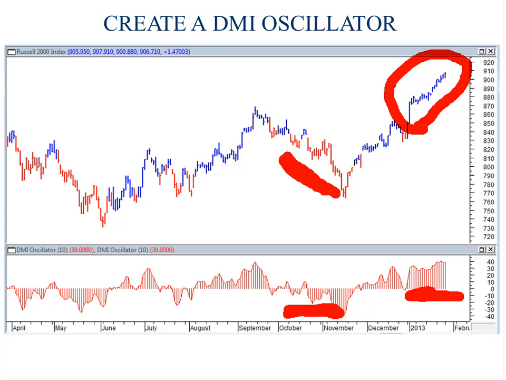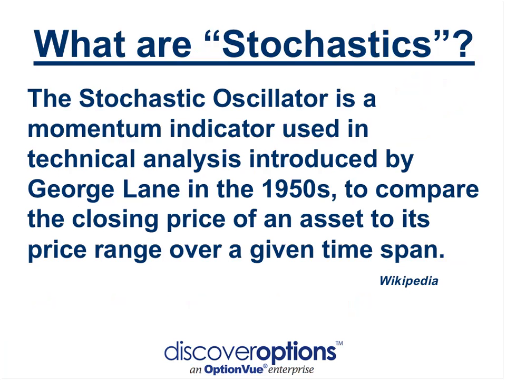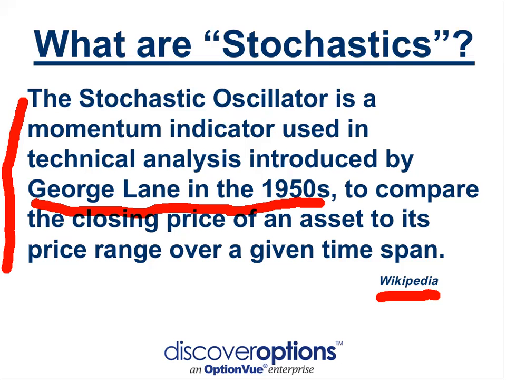All right, so here we go with stochastics. Okay, DMI on the shelf, coming out with stochastics here. What are stochastics? I'm almost embarrassed to use Wikipedia, but sometimes Wikipedia nails it. They articulate definitions pretty well sometimes, and when I see it, I'm going to give credit where credit's due. Stochastic oscillator is a momentum indicator used in technical analysis, introduced by George Lane in the 1950s to compare the closing. Here's the important part.